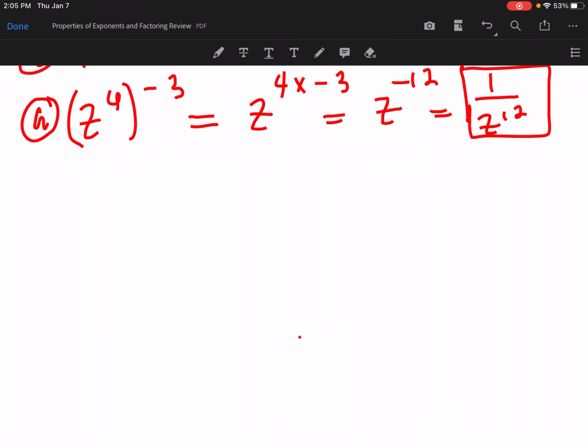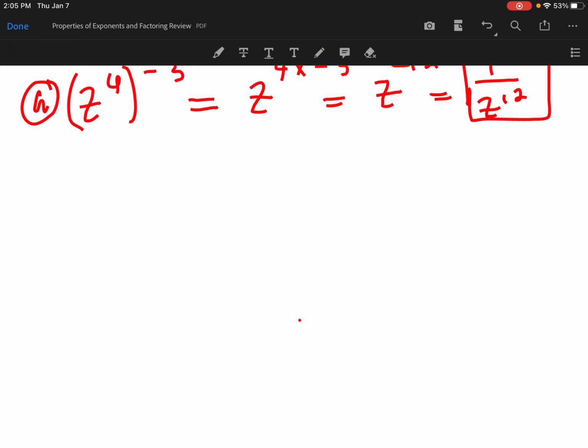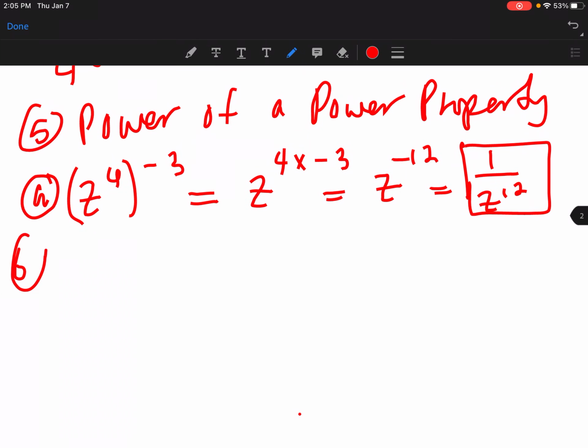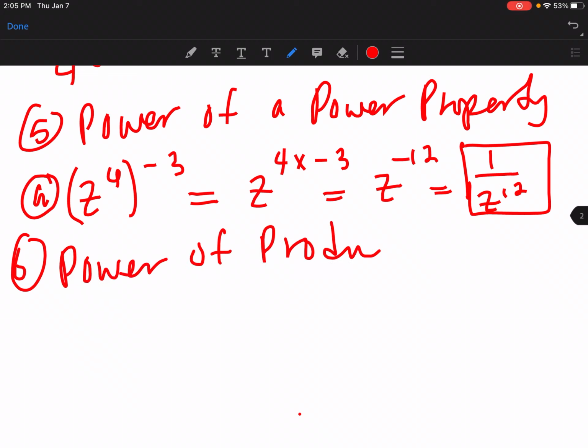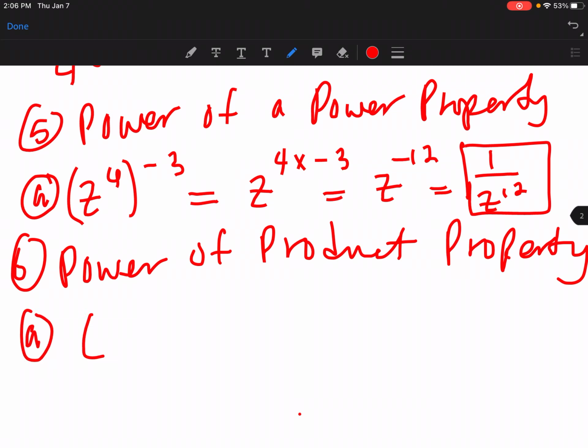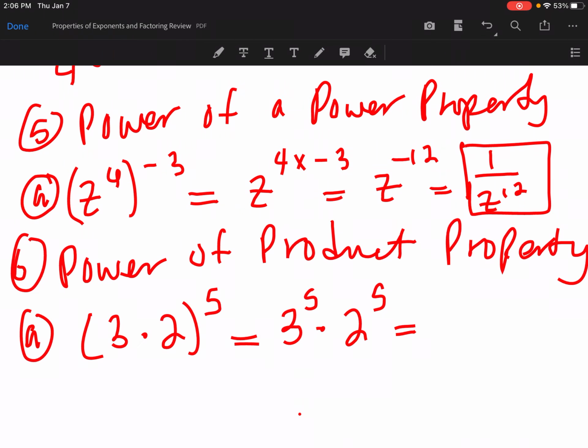All right, moving on to the next one, which is number 6. This is the power of a product property. This time, if I have 3 times 2 to the 5th power, now I have two numbers inside my parentheses, which is 3 times 2, and they're both raised to the power. What that means is that I need to raise both of them to the 5th power: 3 to the 5th power times 2 to the 5th power.